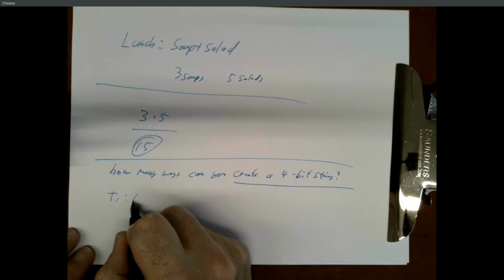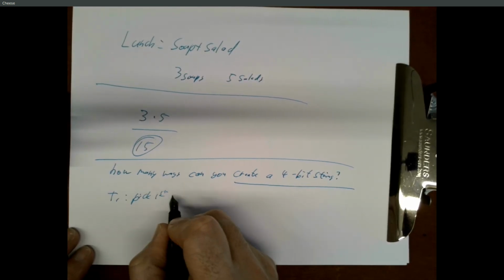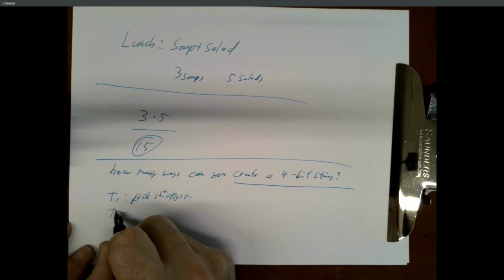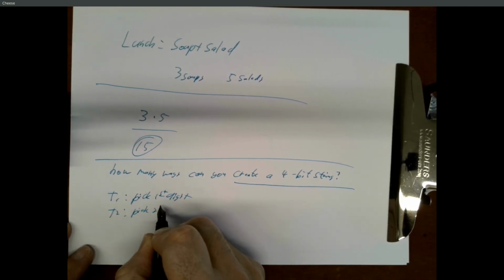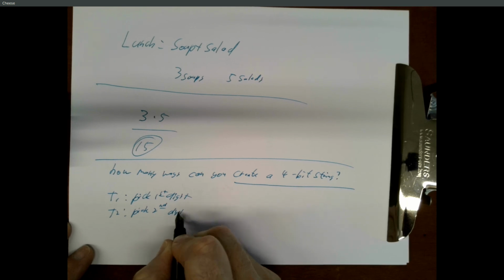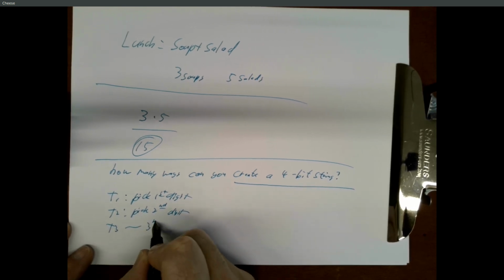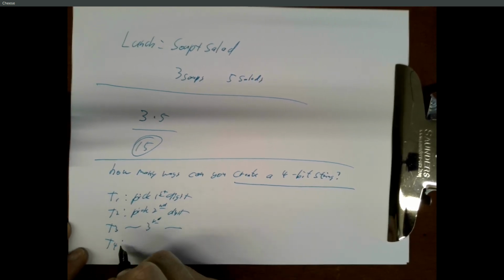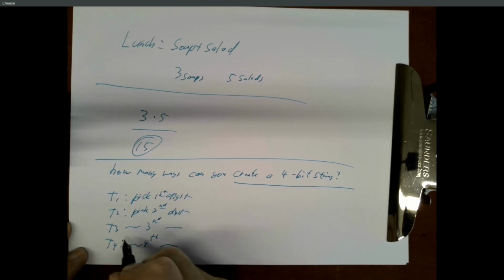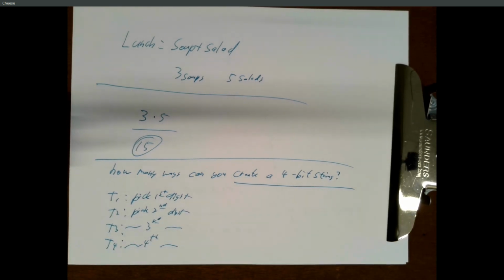Task T1, pick the first digit. Task T2, pick the second digit. Task T3, pick the third digit. And task T4, pick the 4th digit. And once I've picked all 4 digits, I've got my 4-bit string, right? Okay, how many ways can I pick the first digit? 2, it's a 1 or a 0.